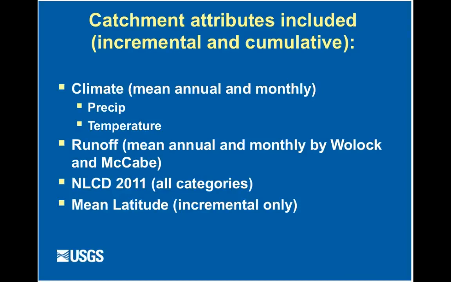So the NHD Plus version 2 includes the catchment attributes that you see here. There are mean annual and mean monthly precip and temperature, as well as runoff from a simple water balance model that was developed by Dave Wallach and Greg McCabe. There are also all the categories of the 2011 National Land Cover Dataset. And for all of these, we have both the attributes for each individual catchment, but also the accumulated attribute for each catchment. And that includes all the catchments upstream of it.